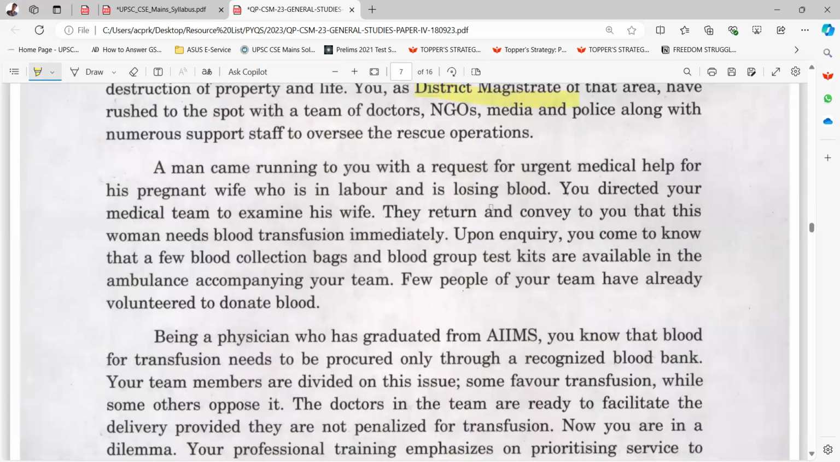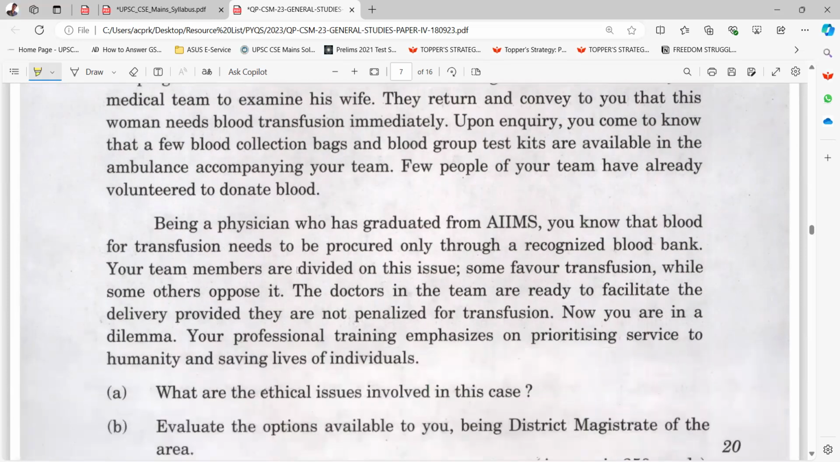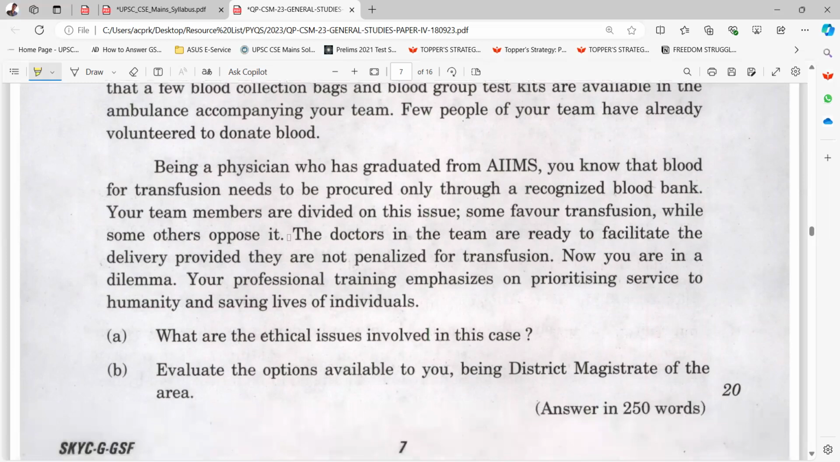You directed your medical team to examine his wife. They return and convey to you that this woman needs a blood transfusion immediately. Upon inquiry, you come to know that a few blood collection bags and blood group test kits are available in the ambulance accompanying your team. A few people of your team have already volunteered to donate blood. Being a physician who has graduated from AIIMS, you know that blood for transfusion needs to be procured only through a recognized blood bank. Your team members are divided on this issue.